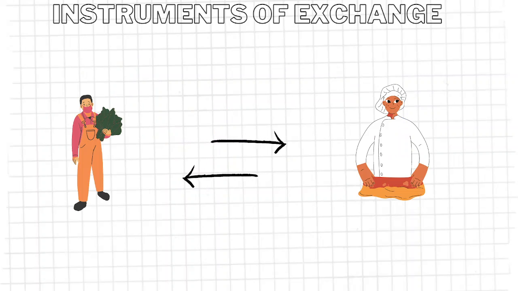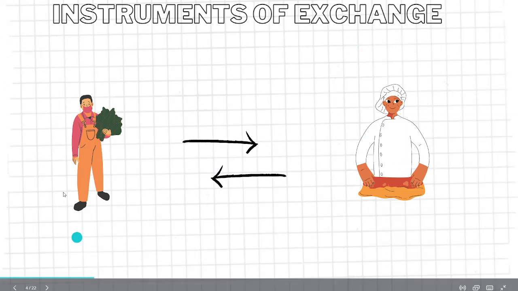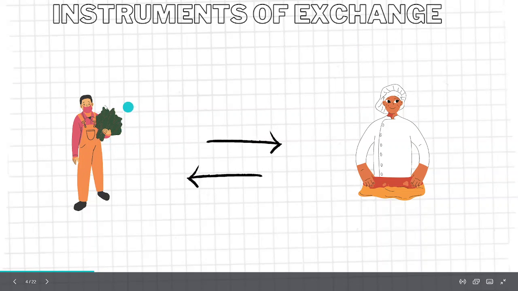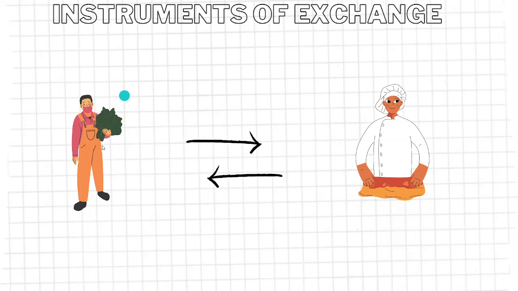So one of the first instruments of exchange is actually barter. We looked at barter last week, and it's basically the exchanging of goods or services without using money. So let's say Mr. Brown is a farmer, and you're a baker, and you want some kale lettuce. You want some lettuce, and you have some bread. You basically exchange the lettuce for the bread.